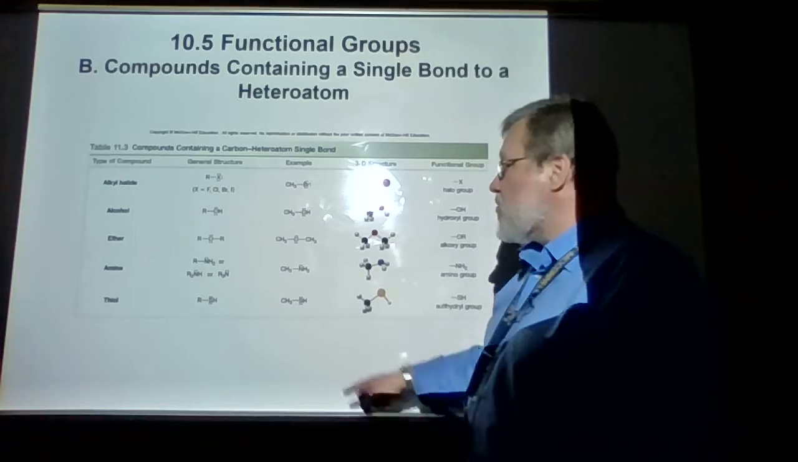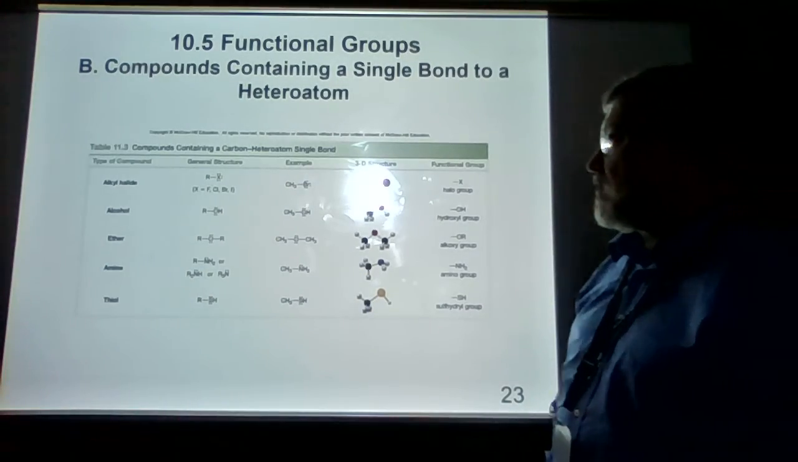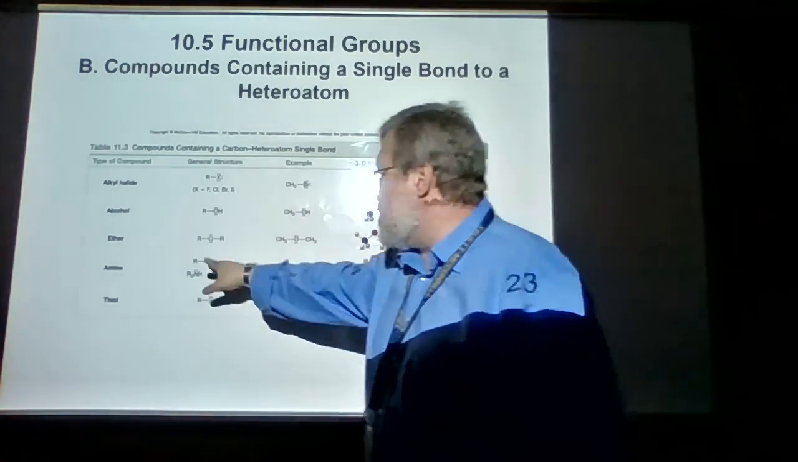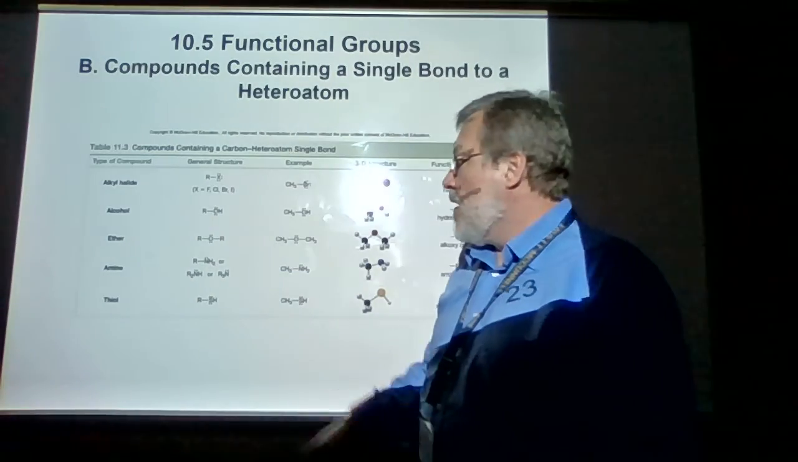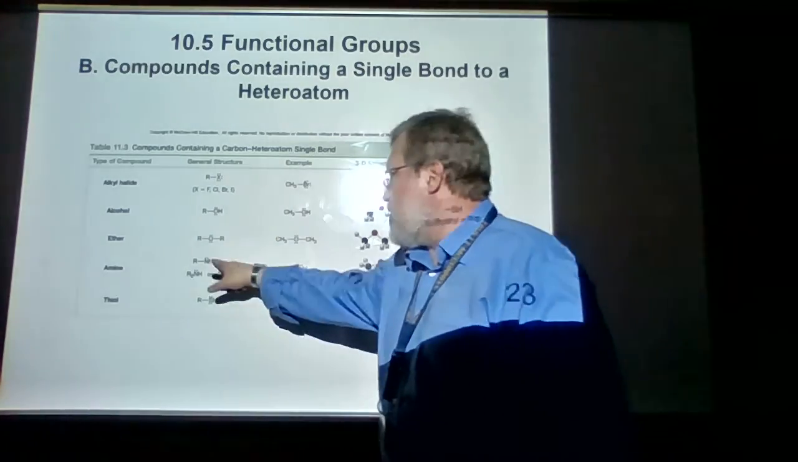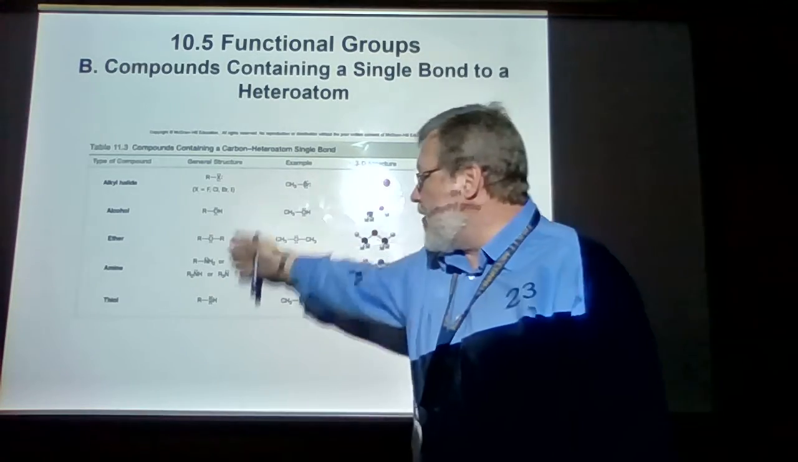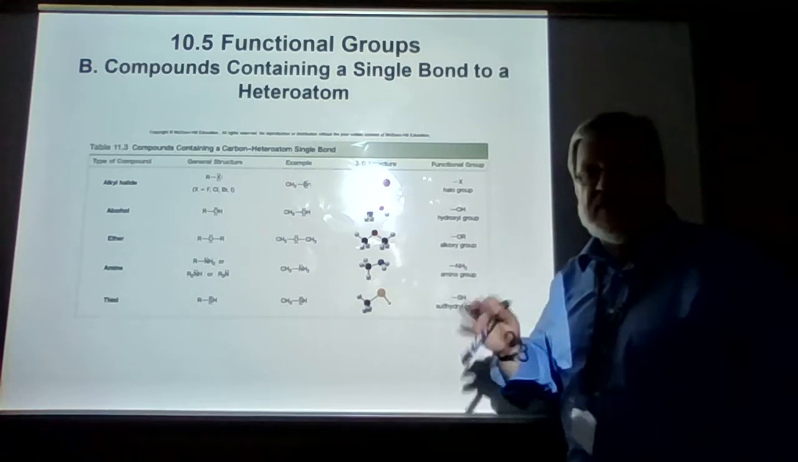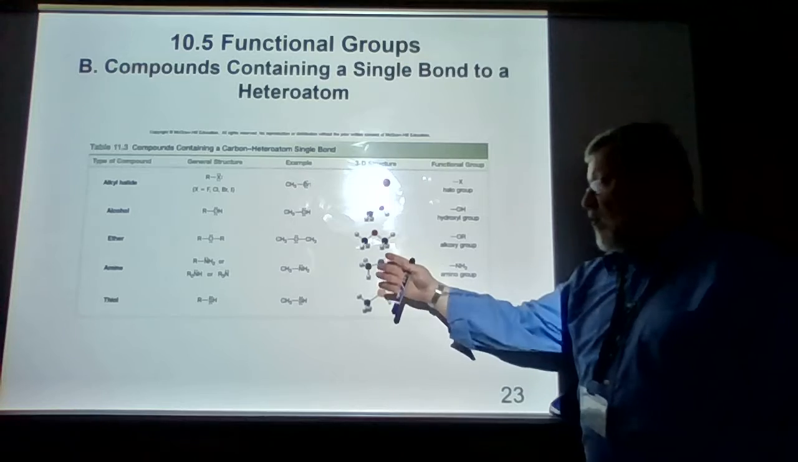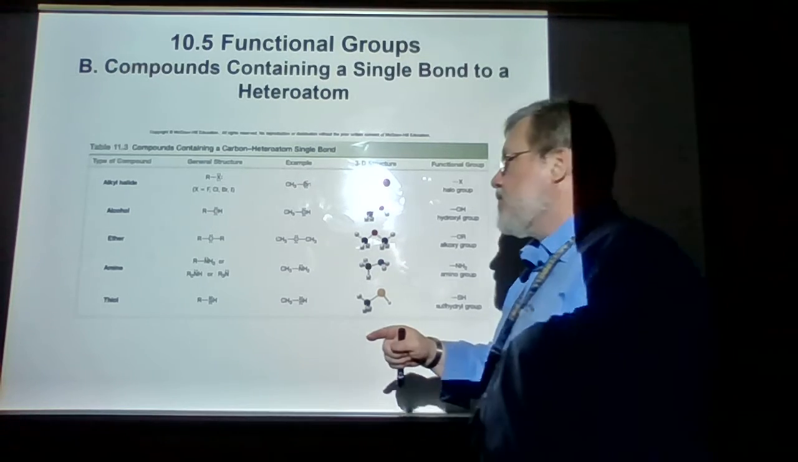We can have other functional groups that involve a nitrogen being bonded to a carbon group. Notice no C double bond O here. So this is an amine. Notice no C double bond O. This is not an amide, this is an amine. All these functional groups do not have a C double bond O in them. You will have this chart provided for you for your exam.